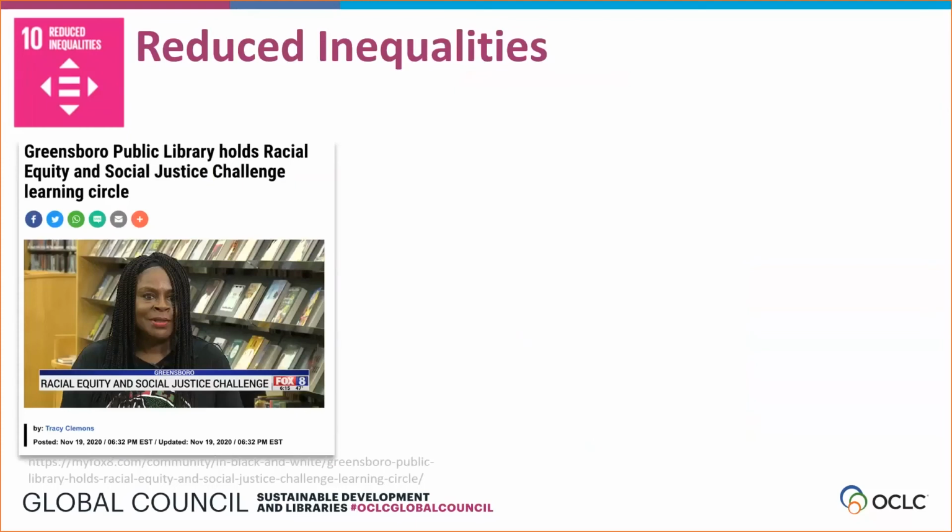Libraries are also involved in advancing racial equality. One way that they do this is through programming explicitly designed to combat racism. For example, Greensboro Public Library in North Carolina recently launched a racial equality and social justice learning circle. The circle is significant because it shows that the program is designed to be one where everyone learns from each other.